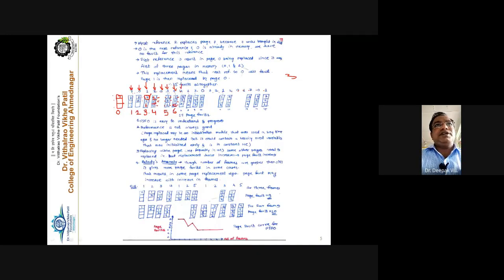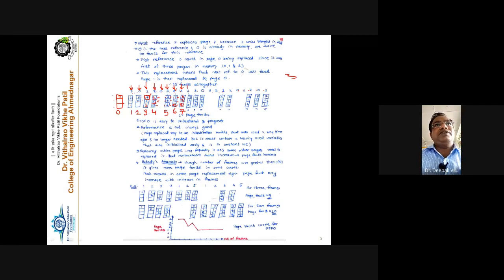Next memory reference is made to page number 4. So 4 is not available, page fault occurs. This is the 7th page fault in the system. So out of 2, 3, 0, which is the oldest one? 2 is the oldest one. So replace that 2 by 4. So 4, 3, 0 is the structure, and the page fault will be nullified.